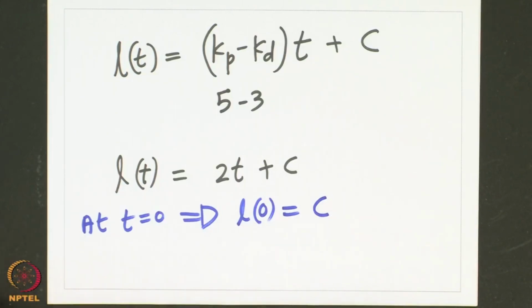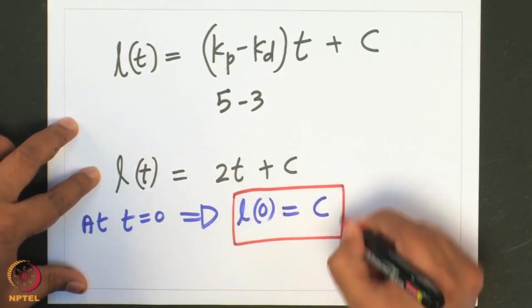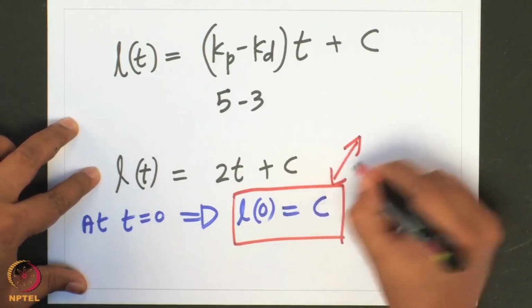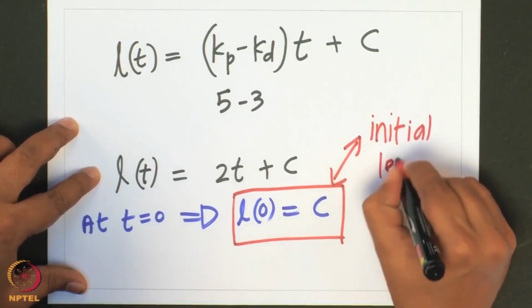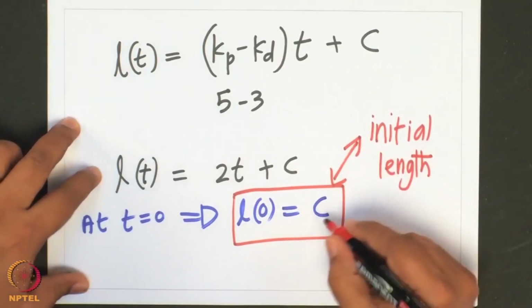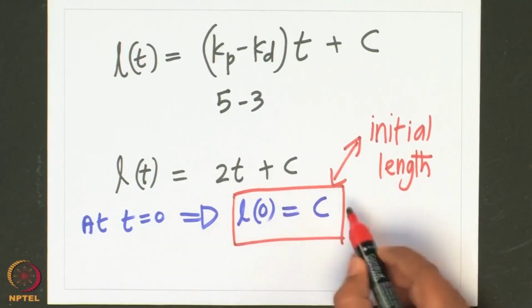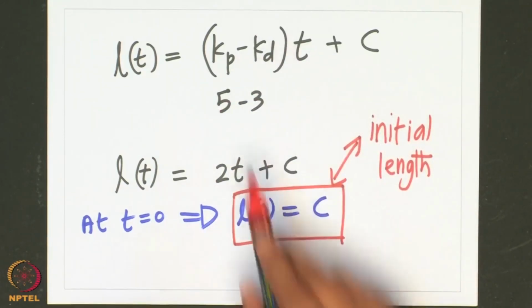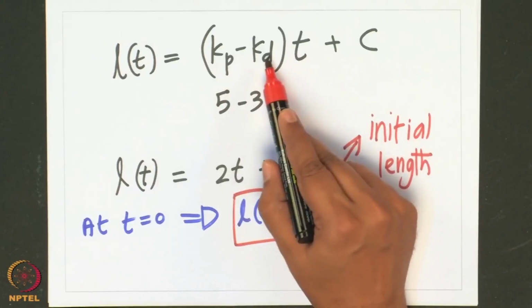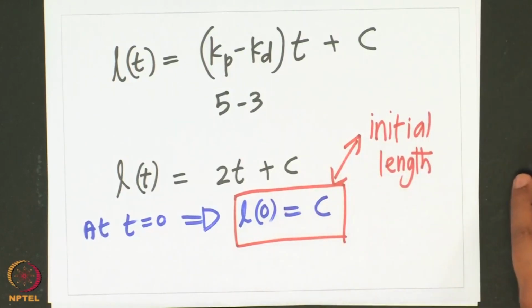So, what did we see here? We saw that the constant which we did not know is nothing but the initial length. So, this is a physically meaningful quantity, the constant c. In this example, it turns out to be the initial length. If I know the slope, which is the speed of growth, so Kp minus Kd is essentially the speed of growth, and the initial length, I can know the length of actin.